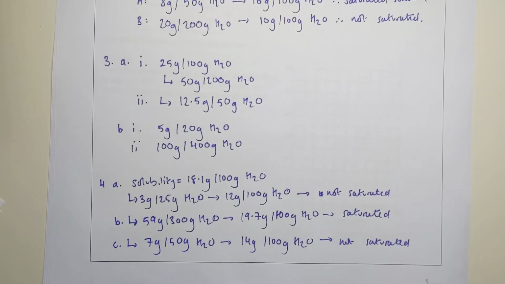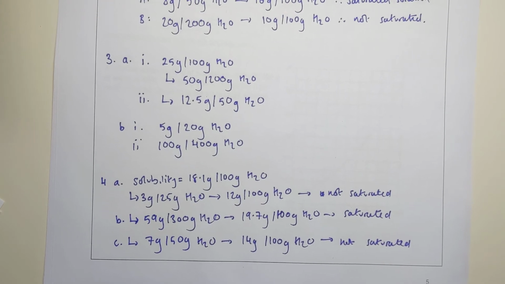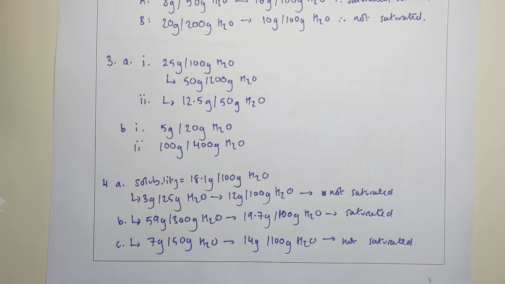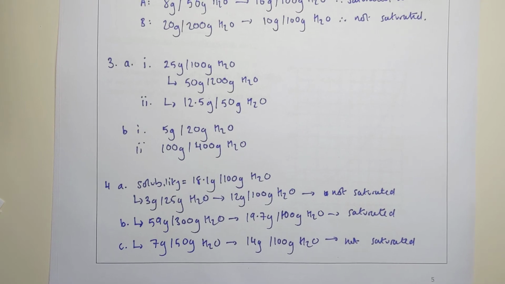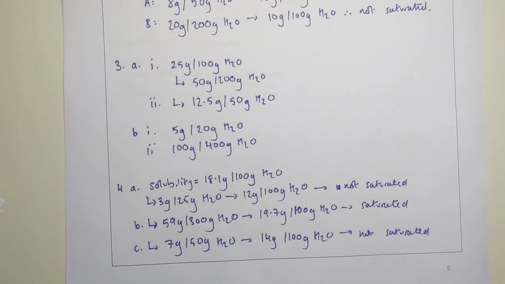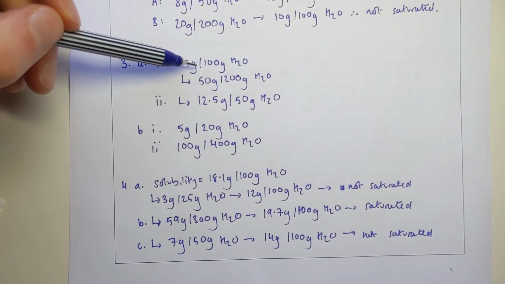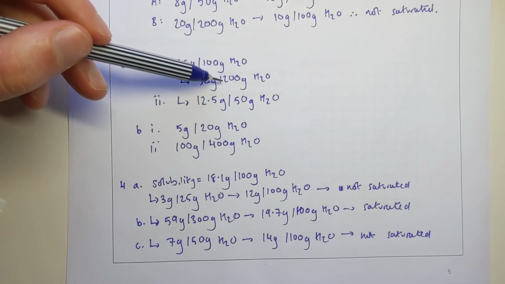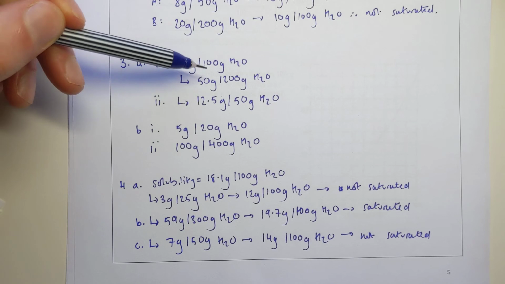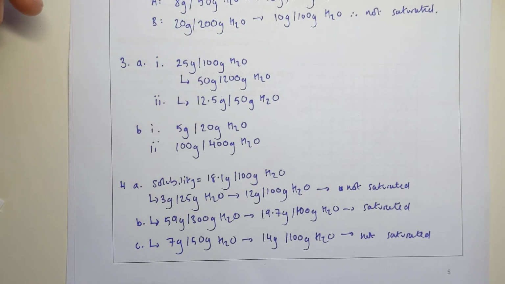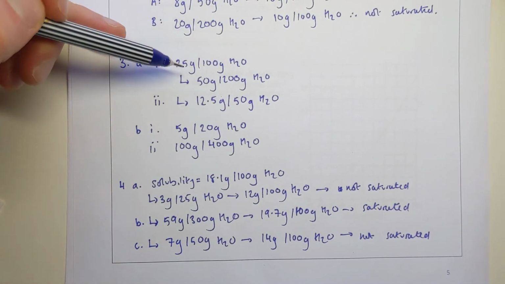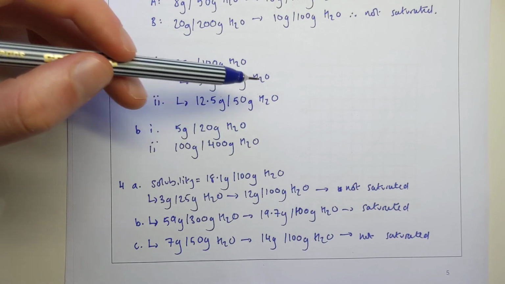So let's have a little look at the answers to question 3 and question 4. For question 3, it tells you that the solubility of potassium chlorate is 25 grams per 100 grams of water. It's asking you to work out what mass of that will saturate 200 grams of water or 50 grams of water. So it's a wee bit of ratio work again. For part A, part 1, if I know that to saturate 100 grams of water I need 25, and I want to saturate 200 grams of water, which is twice the amount of water, I need twice as much solid. So 25 times 2 is 50. For part 2, I'm asked to saturate 50 grams of water, which is half as much as 100. So divide by 2: 25 goes down to 12.5 grams per 50 grams of water.